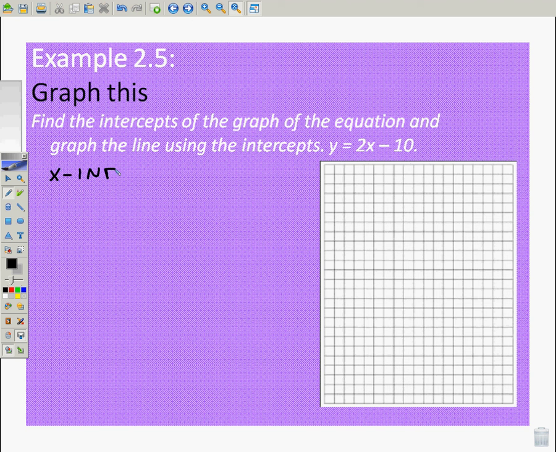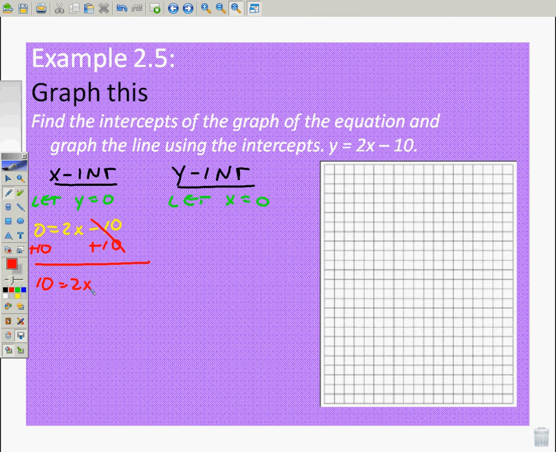I'm going to label x-intercept, y-intercept. Okay? And once again, when we substitute these values in, I'm going to let y equal 0. So 0 equals 2 times x minus 10. So 10 equals, let me do it step by step for you so you don't lose me. Plus 10, plus 10. So I have 10 is equal to 2x. So if I divide by 2, 5 is equal to x. Okay, I've got my x-intercept.